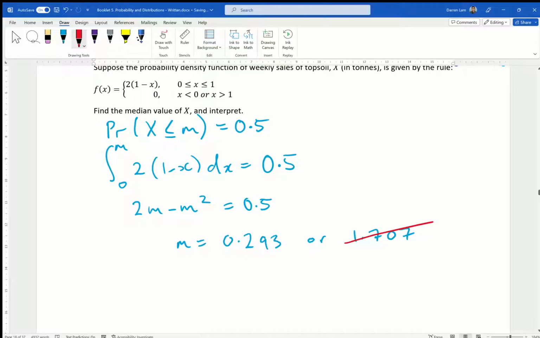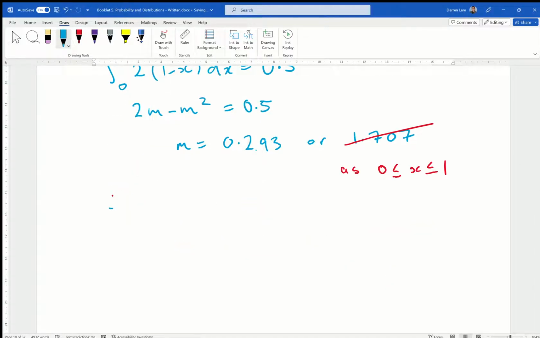Good. In an exam situation, you need to clarify or make explicit why. So I'm going to write cross, and then rewrite the domain, just to make it very clear to the assessor, hey, look, I know what I'm doing. And therefore, I'm going to type this out because I can't be bothered. In the long run, 50% of sales will be less than 0.293 tons. And to give a little bit more detail, 50% will be more than 0.293 tons.